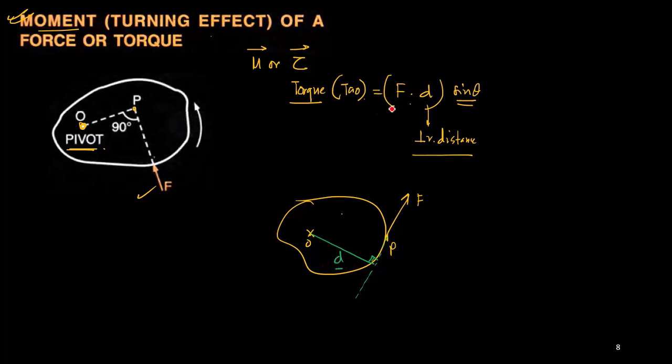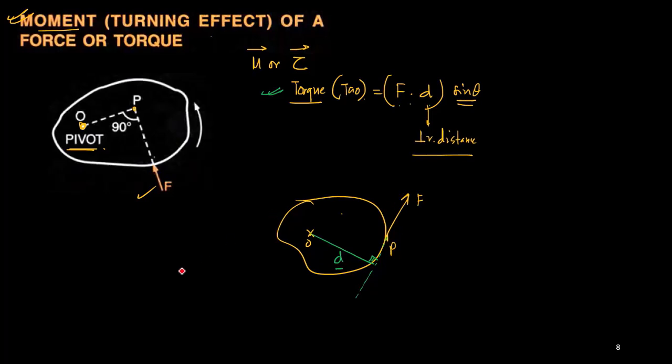So if I apply this concept of force with distance, where distance is the perpendicular distance, then I get the feeling of torque. Now torque is a vector quantity. So this part will give the magnitude, and then you have to give the direction. The direction may be either clockwise or anticlockwise.